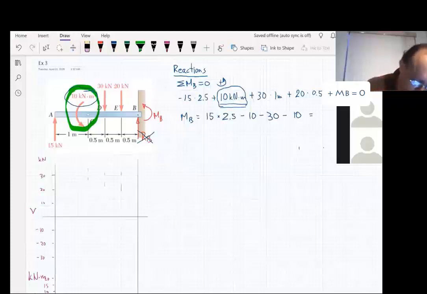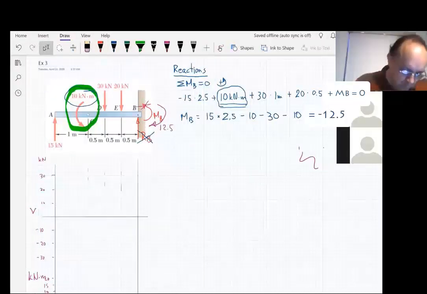It's negative 12.5. This is negative 12.5. It means that the direction was wrong. So this is actually in this direction. So we need to fix that. So this is not going in this direction, but in this direction. Good. So we have a moment of 12.5 going in the clockwise direction at the support.